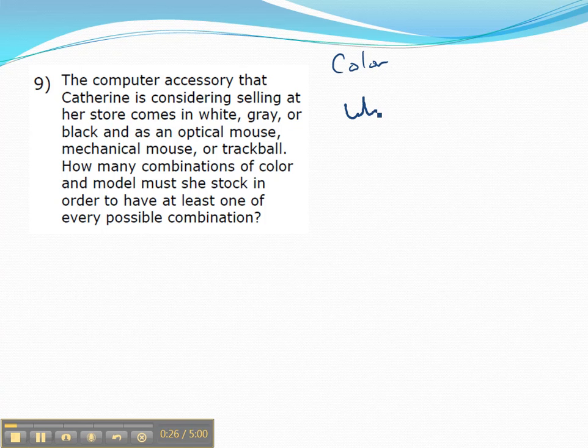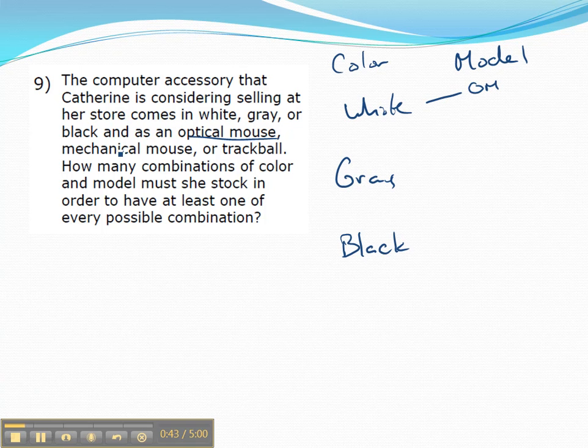We have white, gray, and black. Then the choices for model, we have optical mouse. I'm going to use OM for optical mouse. Mechanical mouse, we use MM for that, MM. And trackball, TB.